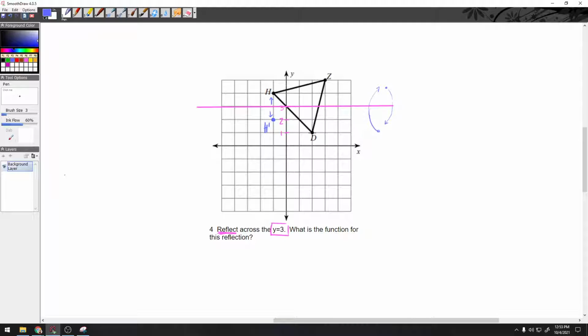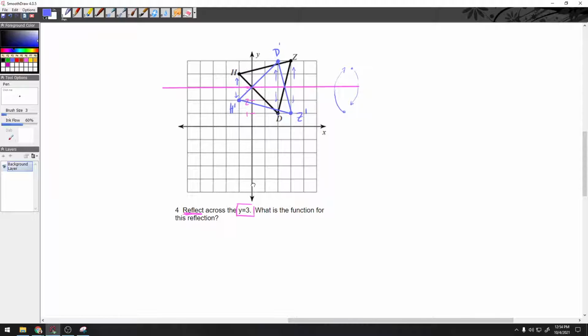Then my D is located right here, and that is 2 blocks below my line of reflection. So I'm going to go 2 blocks above my line of reflection right here and call this one D prime. And then I have Z here, which is 2 blocks above, so I'm going to go 2 blocks below for Z prime. Then I connect all of these dots here, and I have my new shape that has been reflected.